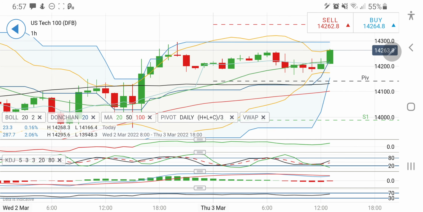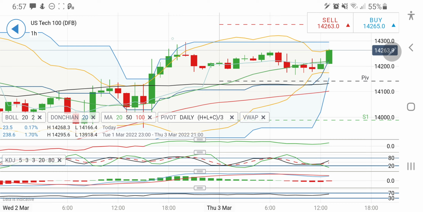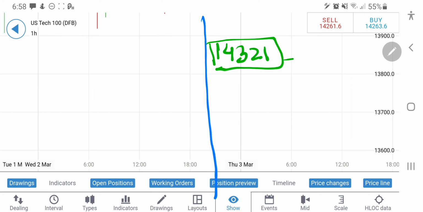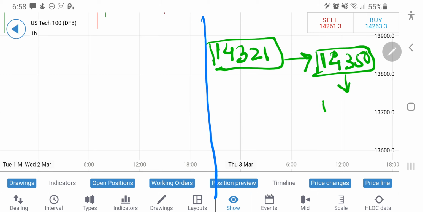So to summarize it well, let me give you the trading levels for the day. For the day, I will recommend you to take a long entry at 14321. Breaking 14321, you can expect it to hit 14350. This is going to be a stronger resistance. Beyond that, it will definitely try to hit 14400. These three levels are very important levels for US 100 for any further rise.